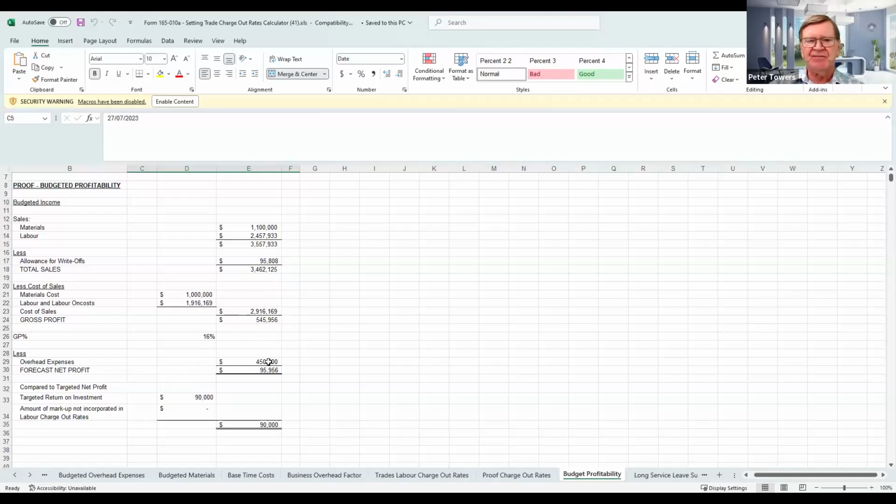We've got overhead expenses of 450. We've made a profit of 95,956. We set out to earn 90,000. It's in the rounding off of the charge out rates that's really caused the variance. But you can then sit down with your client and say, well, is that reasonable? And go back and look at the charge out rates. And if they say, oh no, we can charge out more than that, you just adjust the required profit. The profit might go to $150,000. Then you sit down and go through it again.